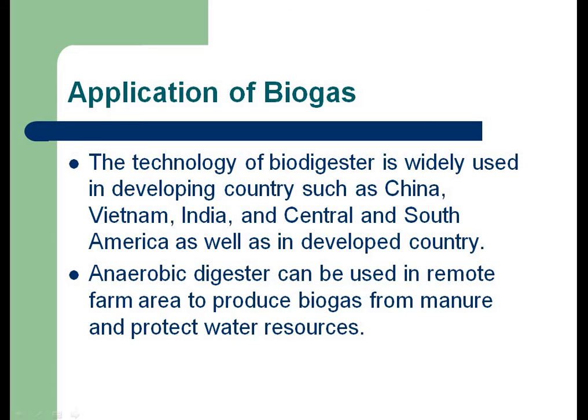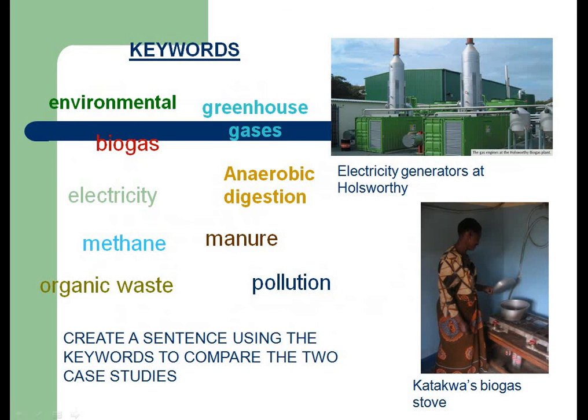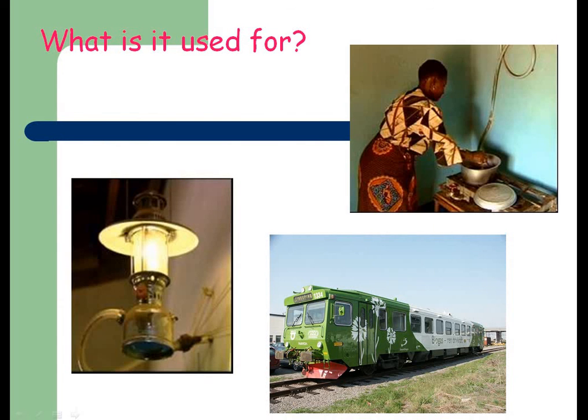If you see the application, they are widely used in China, Vietnam, India, and Central and South America, as well as in developing countries. And it can be used in remote farm areas to produce biogas from manure and to protect water resources. So some keywords which you understand here are gas, greenhouse, anaerobic, electricity, methane, organic waste. You see how the biogas stove is used for cooking. So it is used for cooking purposes, for transport, for lighting.